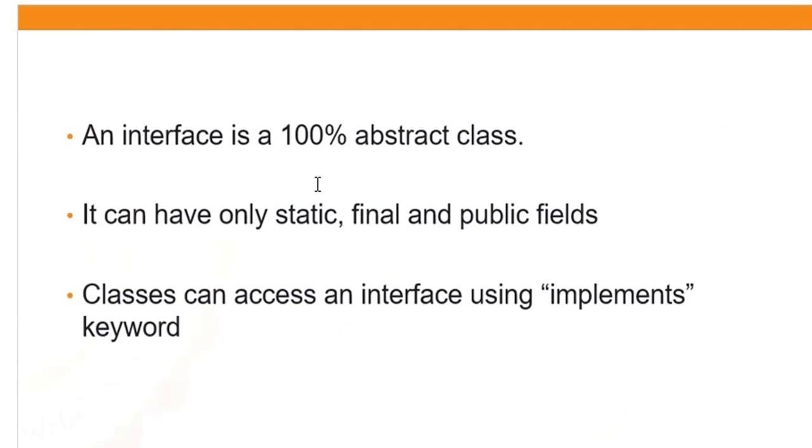Then an interface is a 100% abstract class. What do I mean by 100% abstract class? I will show you. It can have only static, final and public fields. If you try to create fields as private data, it's not allowed. Remember, a field is in a sense like a data type, right? In an abstract class we can even have private data types, but here you cannot have private data types. It has to be public, final or static, right? Classes can access an interface using the implements keyword.